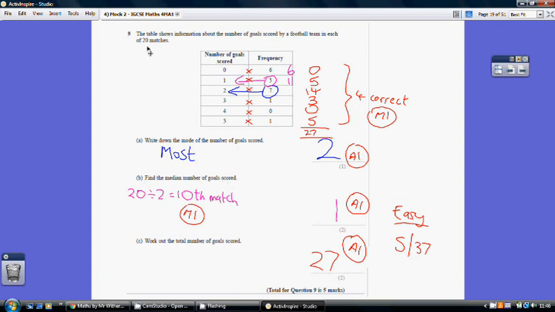Find the median number of goals scored. Right, well, we've got 20 matches here. So our middle match is going to be 20 divided by 2. It's sort of our 10th match, or it's between our 10th and our 11th, but 10th match will do. So we've got to find how many goals were scored in the 10th match.